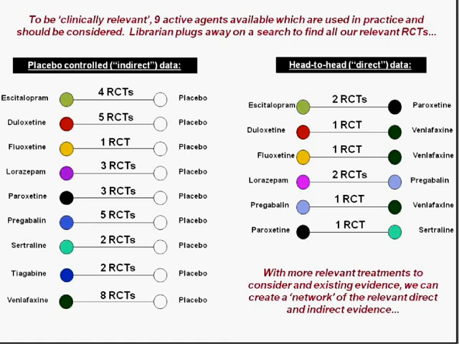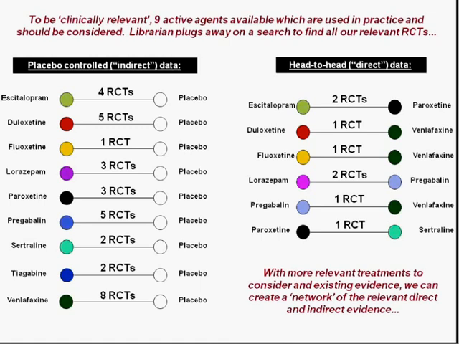If you look on the right-hand side, we have what I've then called the body of direct data. It's a collection of all the head-to-head trials that were found. And again, you can see we have different numbers per comparison. We have 2 trials of escitalopram versus paroxetine, 1 trial of duloxetine versus venlafaxine, and so forth. We don't have data for every possible head-to-head comparison, but we have a subset thereof.